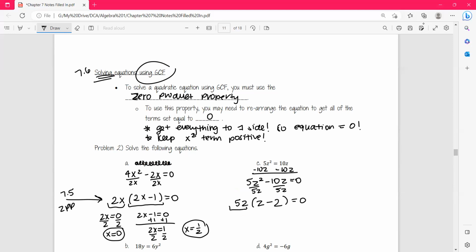As soon as I see two factors being multiplied together, I do the zero product property. Set each of those factors equal to 0. Divide by 5. My answer is z equals 0. Add the 2. Z equals 2. Those are my two answers.